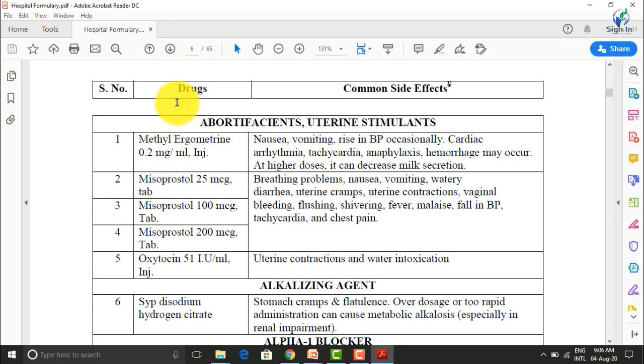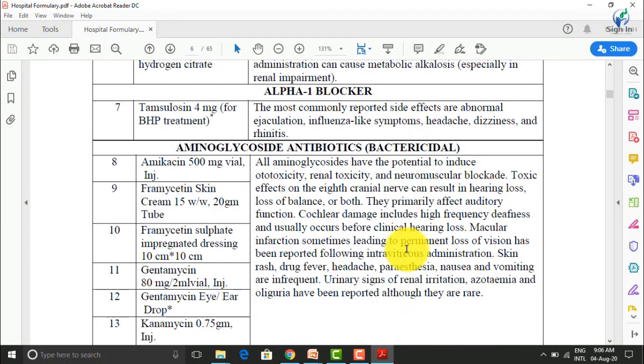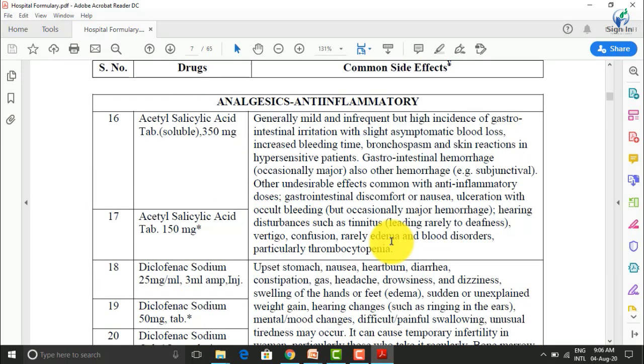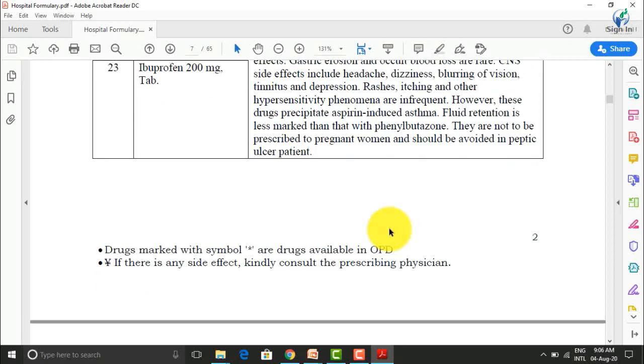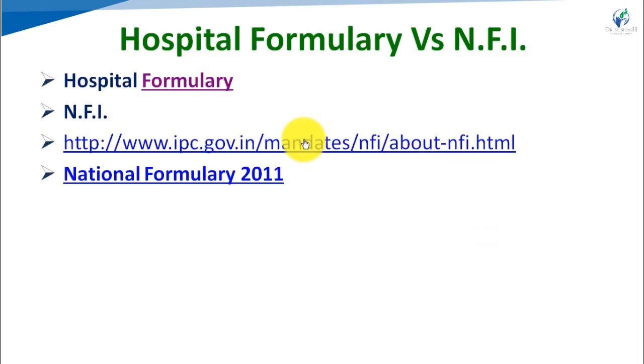Over here they have included the drugs and common side effects. Here, for the drugs used in the hospital, they have given the side effects. Only these things have been included in the hospital formulary prepared by a hospital in Chandigarh. So we can say it gives less information compared with the N.F.I. For example, for the drug indomethacin, they have given the common side effects related to it. Then let's see the website of IPC.